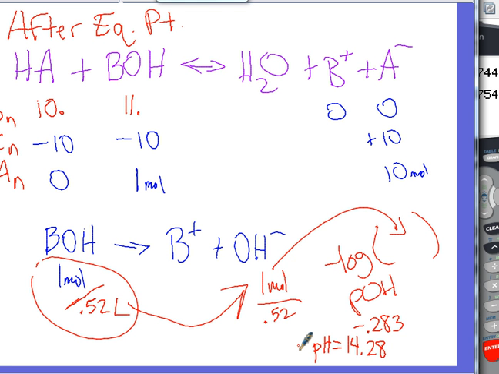It is possible to have a pH above 14. That's just the boundaries based on the pH scale, which is an artificially created scale. So we have gotten to that point.